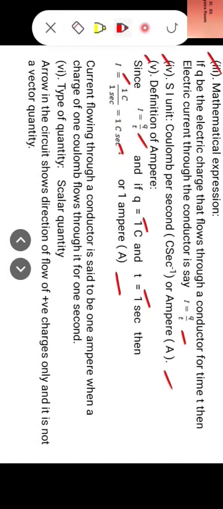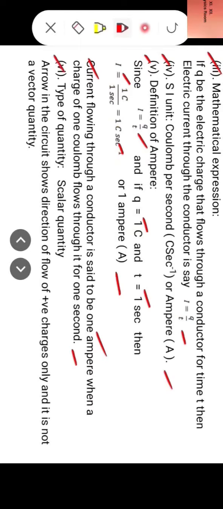Now let us define. Current flowing through a conductor is said to be 1 ampere when a charge of 1 coulomb flows through it for 1 second. I repeat, current flowing through a conductor is said to be 1 ampere when a charge of 1 coulomb flows through it for 1 second. Okay, this is how we define ampere.